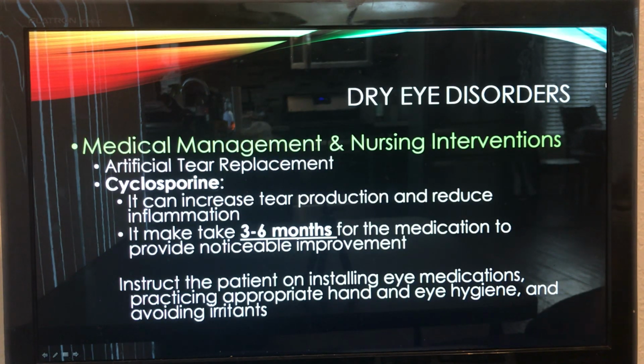Medical management, artificial tear replacement. They can be prescribed cyclosporine. It can increase tear production and reduce inflammation, but it may take 3 to 6 months for the medication to provide noticeable improvement. And you want to instruct the patient on installing eye medications, practicing appropriate hand and eye hygiene, and avoiding any irritants.